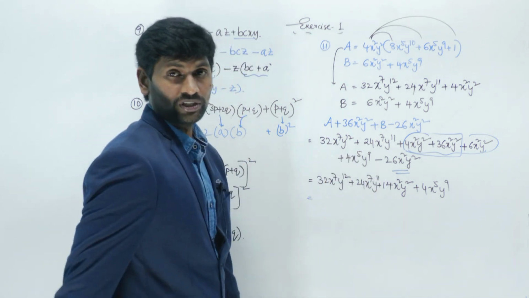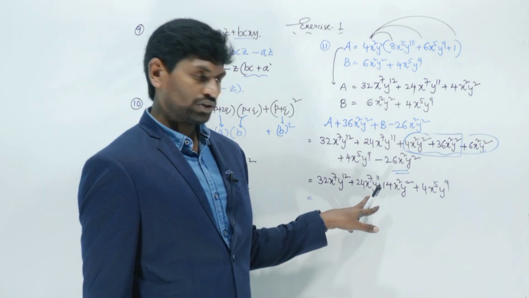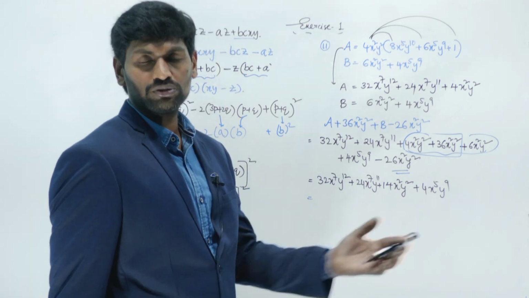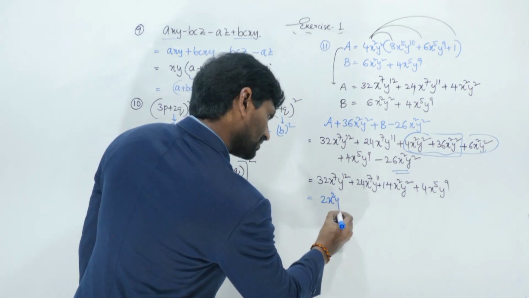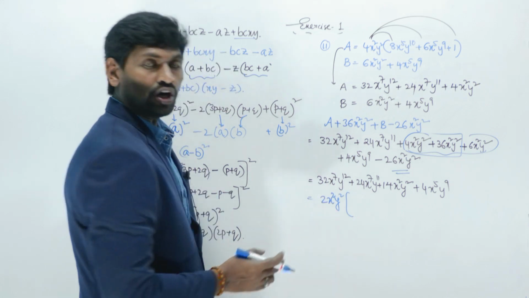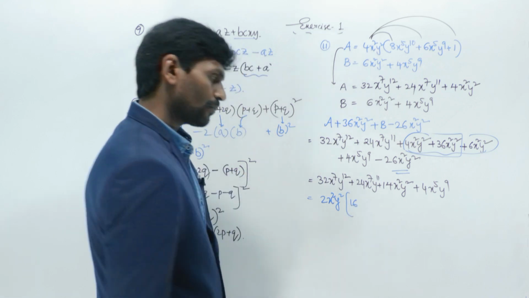Among them 2 is a common term, because 32 comes in the 2 table, the 4 table; 24 comes in the 4 table; 4 also comes in the 4 table. But here 14 is there, and 14 won't come in the 4 table, so 2 is taken. 2x^2y^2 is the common term. From the first term, 32, if you take 2, how much? 16 will remain, because 2 sixteens are 32.